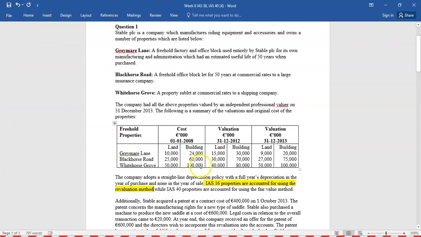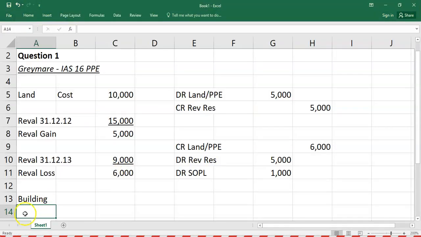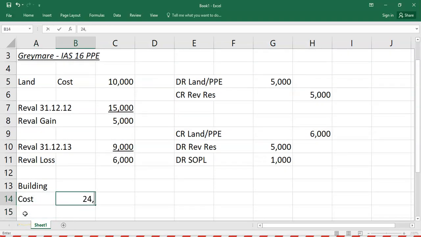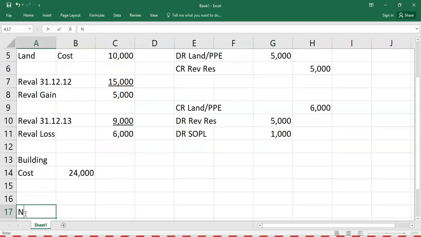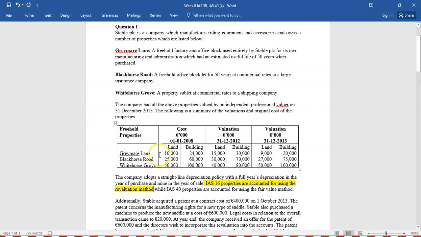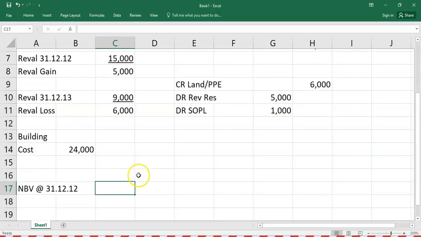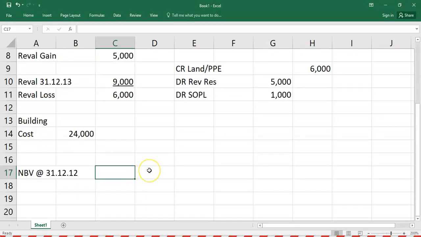let's have a look at it here. 24,000 the cost, or 24 million. And then we want to know what was the net book value at 31st December 2012. So that was the revaluation last year. You're saying that was 2008, 2009, 2010, 2011, 2012. So your accumulated depreciation will be 5 years. So it's going to be cost 24, accumulated depreciation.